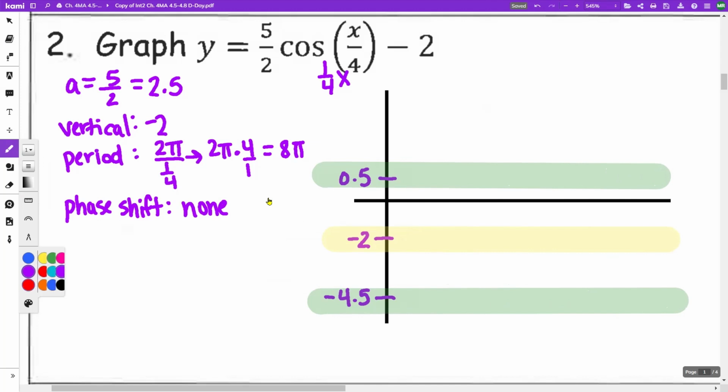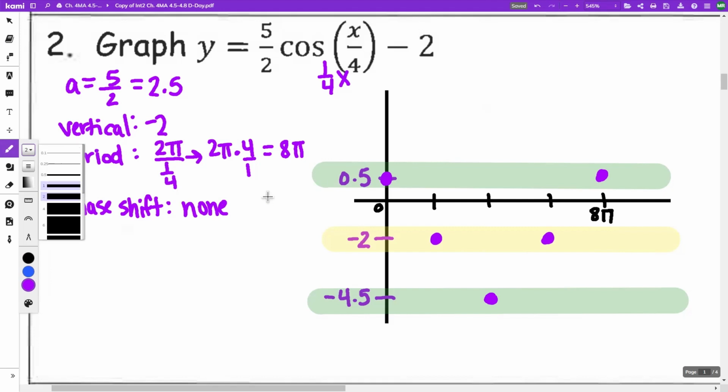Now I'm going to be starting at 0. That's my first mark, my y-axis, second, third, fourth, fifth. I'm starting at 0 and going 8 pi away from that, which puts me at 8 pi. This is a positive cosine, so for cosines, I am going to be graphing high to high. I'm going to start here at 0.5, down to -2, then to -4.5, then to -2, then back up to 0.5. Cosines are high to high. If it's negative, low to low. And that is my cosine.